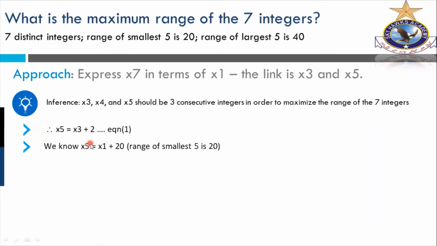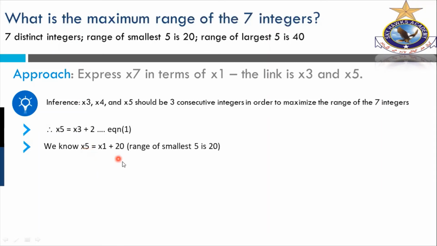Now let's see. We know that x5, the range x5 minus x1, is 20. So that is the range that is given also. You can see the second line now from the top of the slide. So from here, x5 is x1 plus 20. Range of smallest 5 is 20. So this was so simple. We have written this one. This was from the range.